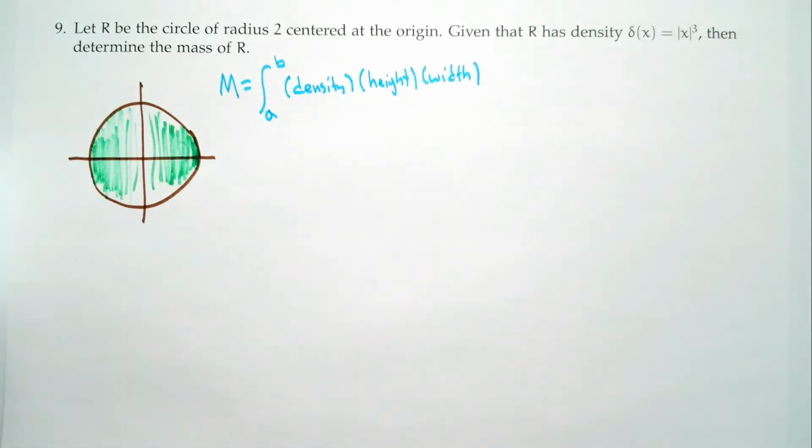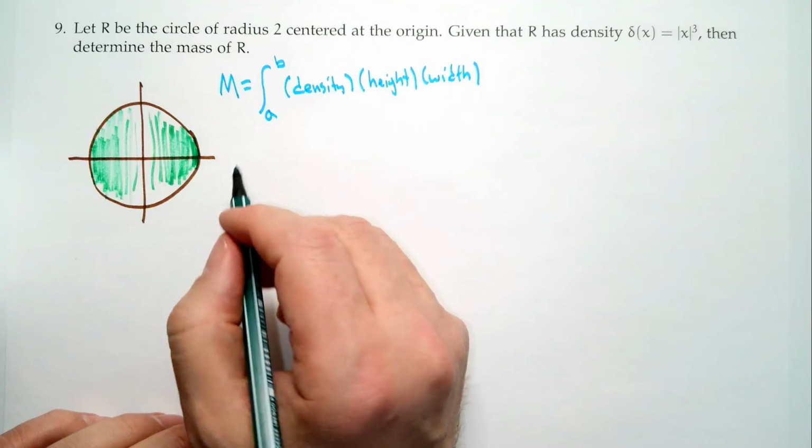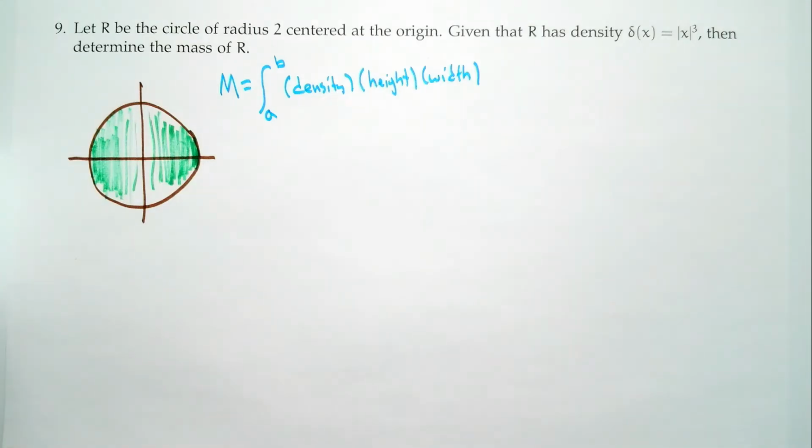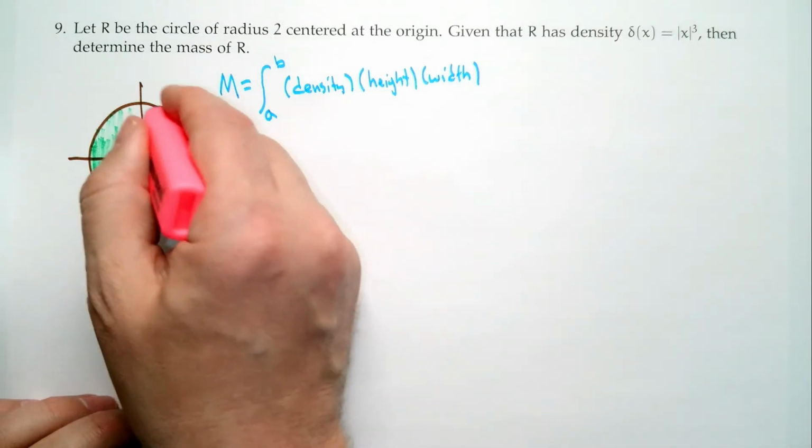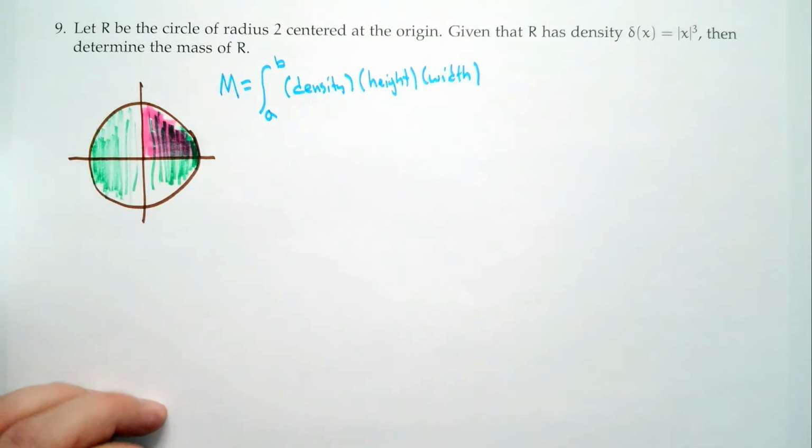Really, density times area is what it comes down to. Okay, so let's think about things. One of the things that we can do to simplify is to use some symmetry. Here's something that we can do to make our life simpler. We can just focus on just that piece right there, in other words, in the first quadrant.